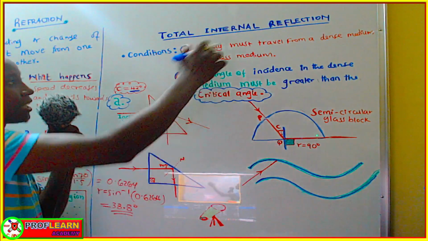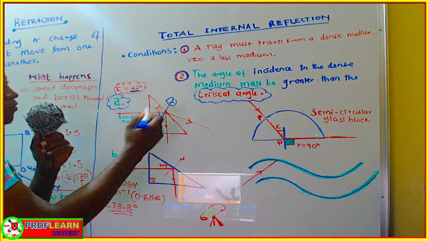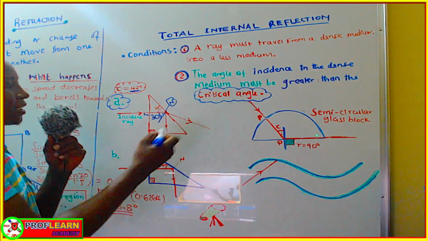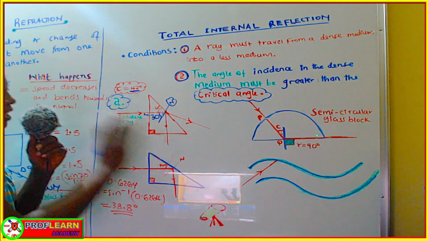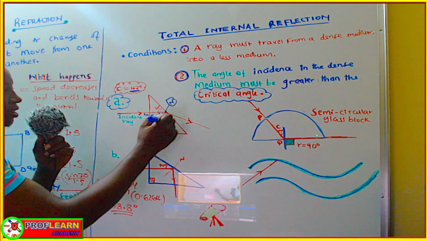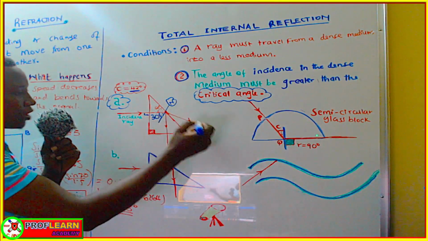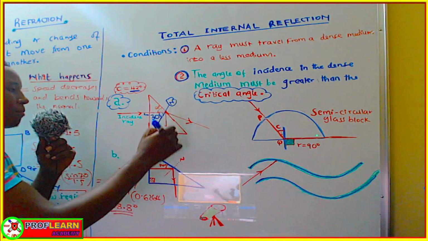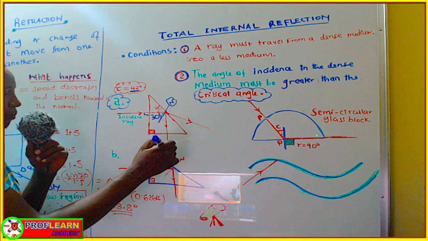For total internal reflection to take place, the angle of incidence in the dense medium must be greater than the critical angle. So in part A, no total internal reflection because this angle is less. So what's going to happen? Refraction will take place and at the same time, reflection is going to take place.